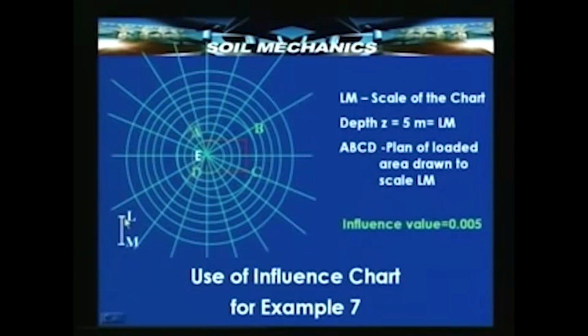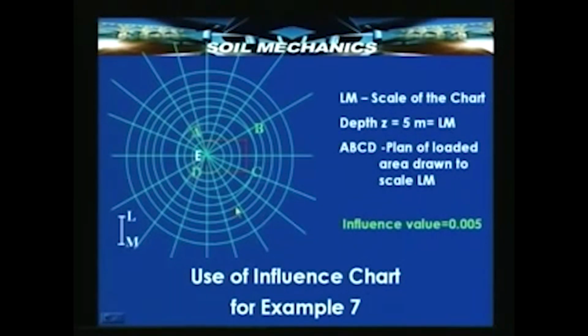So our area is 8 meters by 5 meters, the depth is also 5 meters, and therefore the dimension LM, the scale of the diagram, represents the depth of 5 meters. So LM defines the scale of the chart, and LM is equal to the depth, equal to 5 meters.